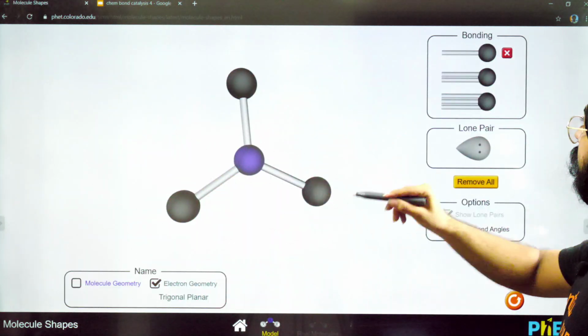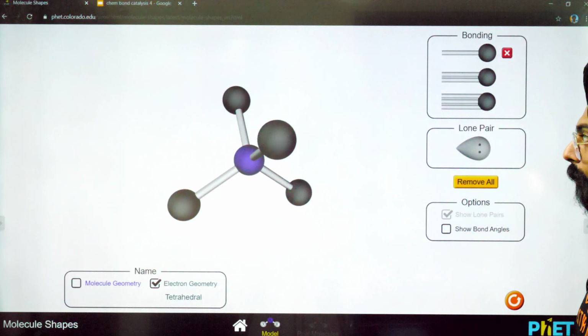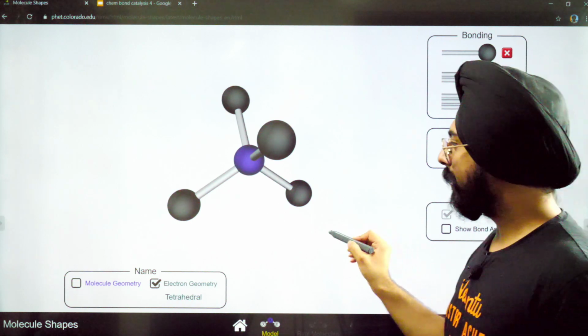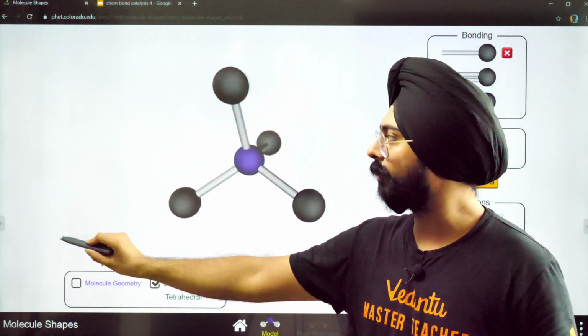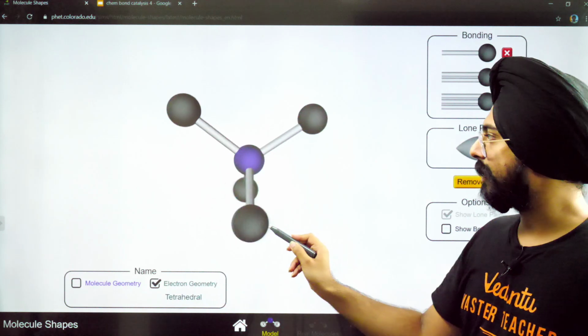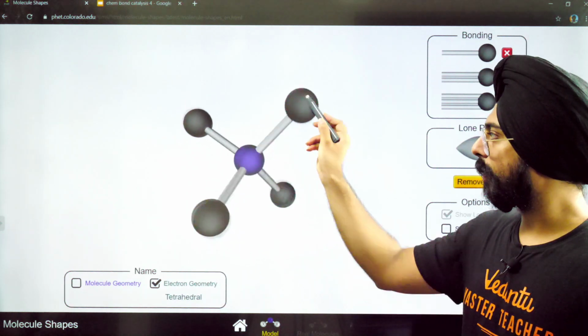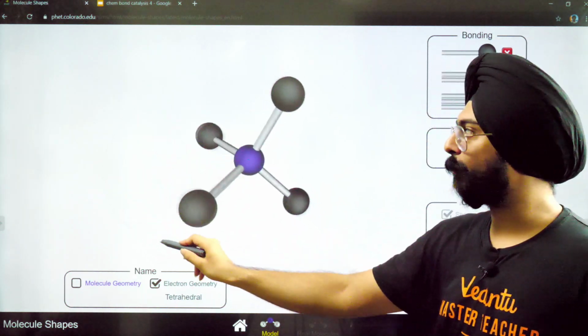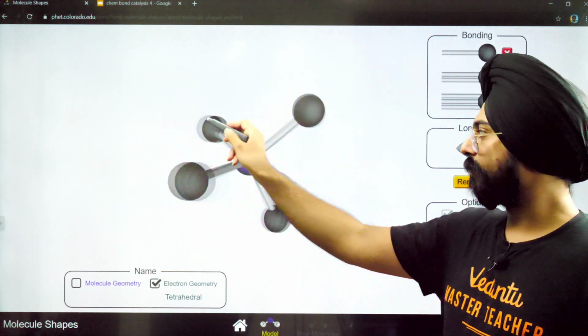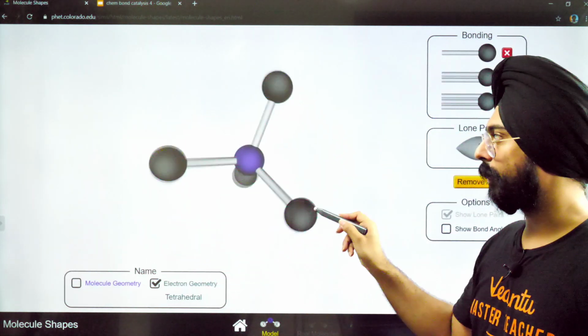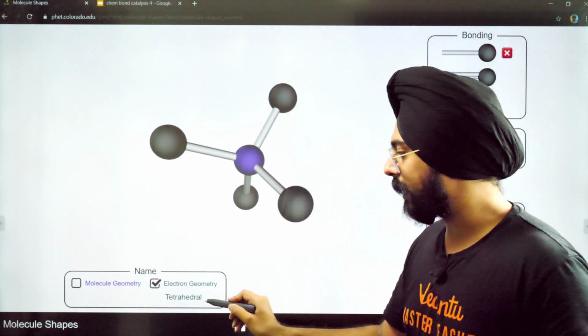So here, we add one more bond pair. Now look at this structure. People, do you realize this has become a very nice 3D structure? Can you see this 3D structure? My dear friends, this particular structure is known as a tetrahedral structure.